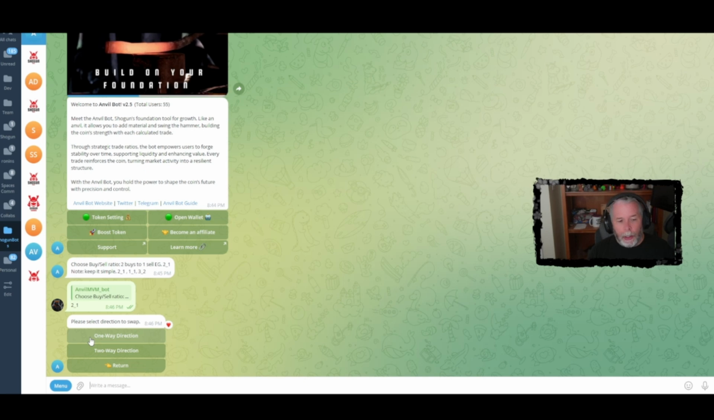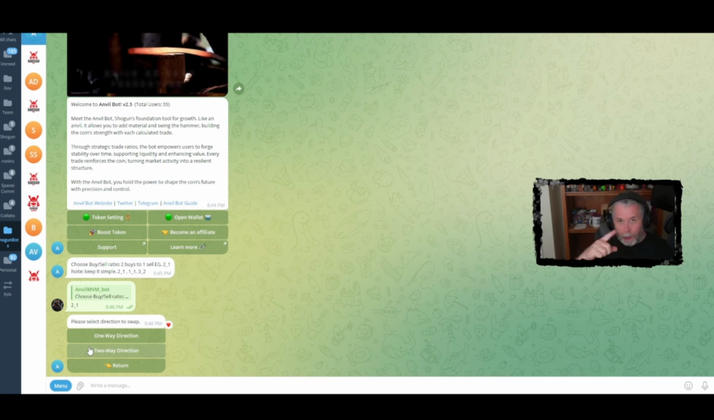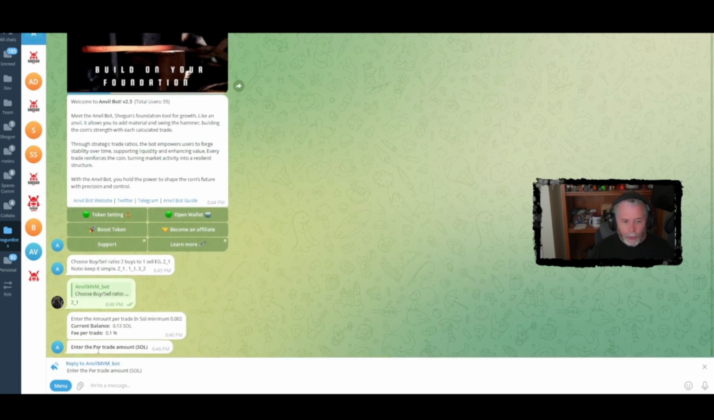Now, what to choose on the direction? We're only going to use 2-way because we want this thing to go until the SOL runs out and then flip around and sell off the bag, then go SOL back and forth and create this panel of hatching on the one level. So choose 2-way. Now, let's keep in mind 0.13.